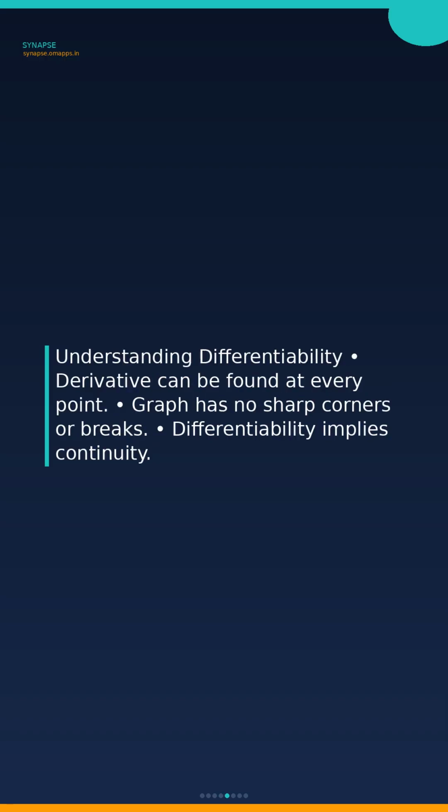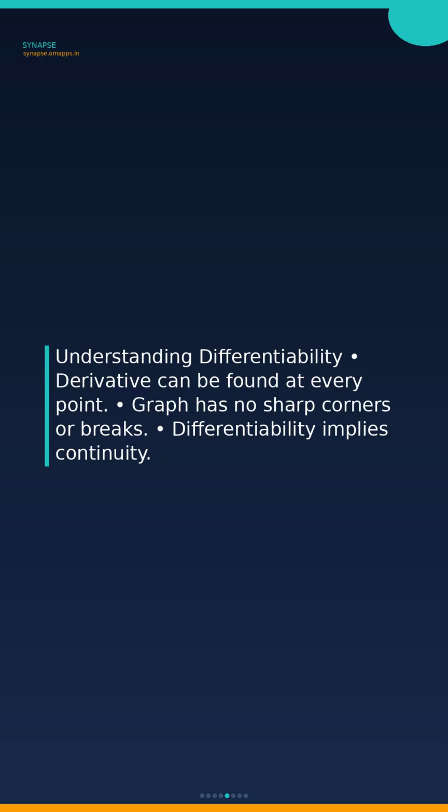Here's a key rule. d/dx of x^n equals n x^(n-1). This is the power rule. It tells us how to differentiate x raised to any power. Important, this rule only applies when n is a real number. A common mistake, assuming continuity implies differentiability. Always check for sharp corners or breaks. Examiners love to test this with piecewise functions. Remember that differentiability implies continuity, but the reverse is not always true.